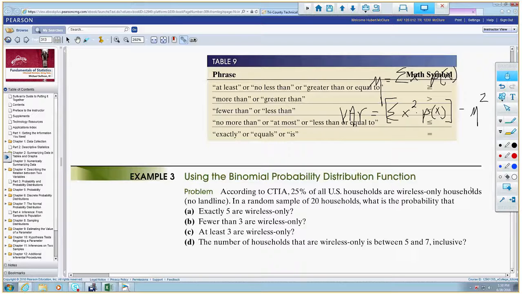Now, what does fewer than 3 mean? I'm not talking about in here. I'm talking about in math. Remember your pre-algebra and you were doing it on the number line? What does fewer than 3 mean? Does fewer than 3 mean 3, 2, 1, 0? Or does it mean 2, 1, 0?